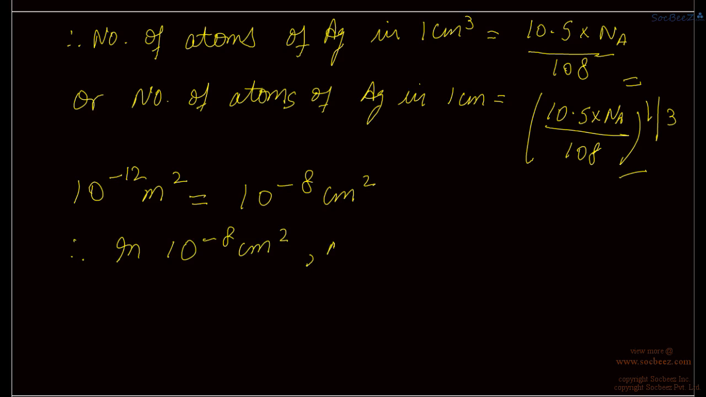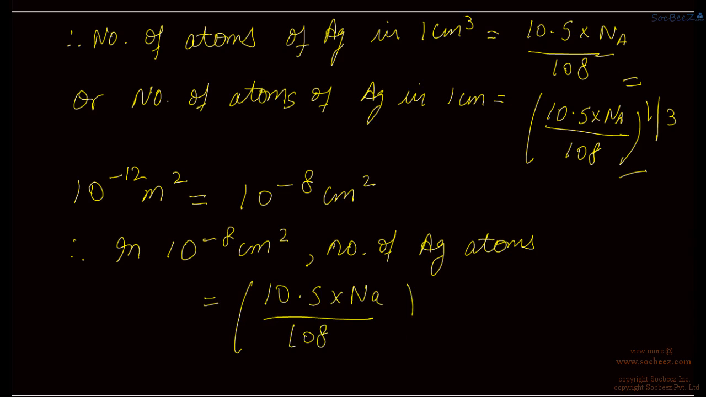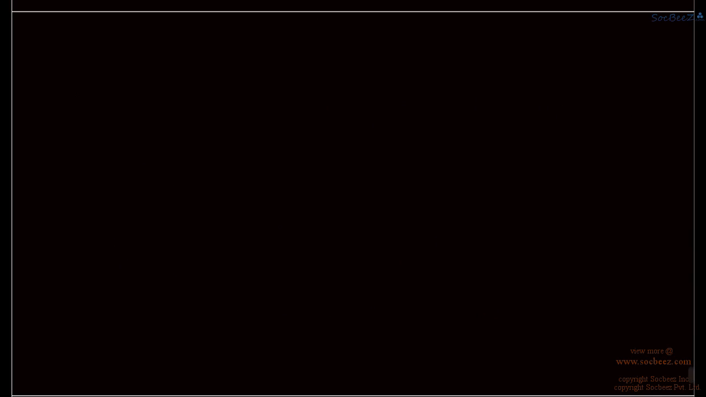Okay. Therefore, in 10 raised to the power minus 8 centimeter square, the number of Ag atoms equals, firstly, since 1 centimeter has been squared, we will square this term, 10.5 into Na upon 108, to the power 2 by 3. Now we will multiply it with 10 raised to the power minus 8. Okay. So if we solve, we know the value of Na is 6.023 into 10 raised to the power 23.